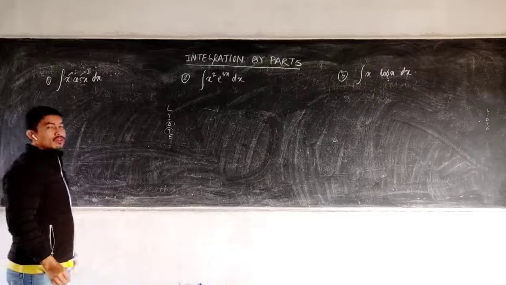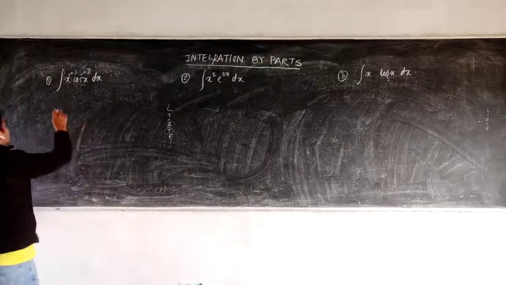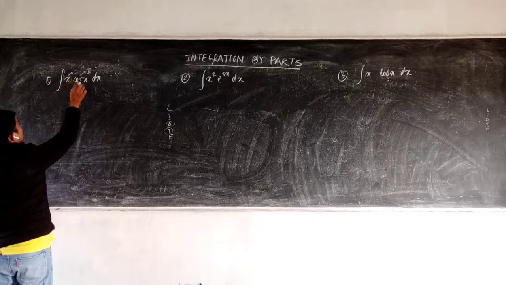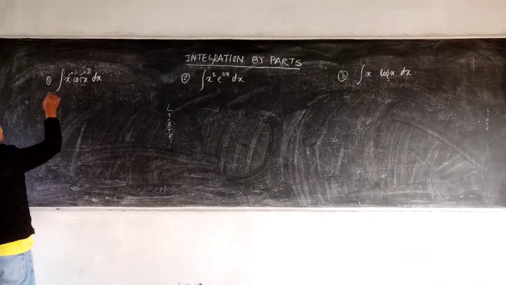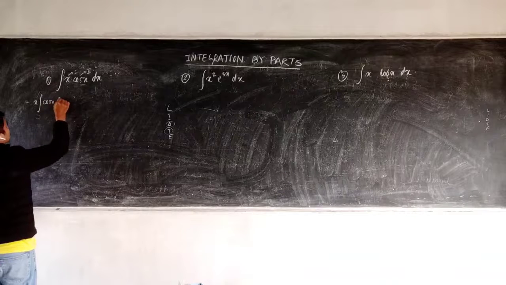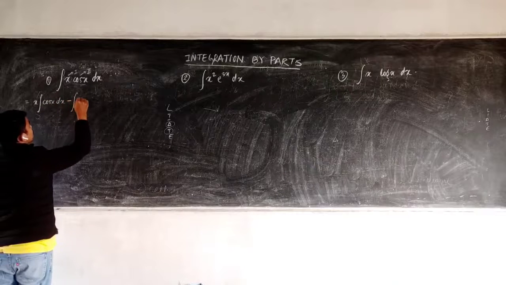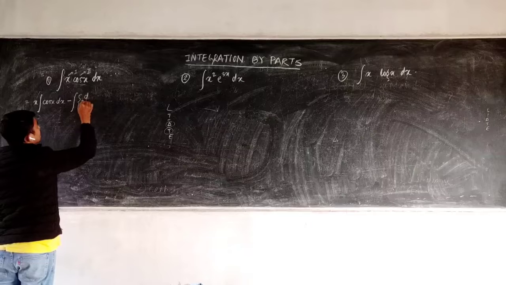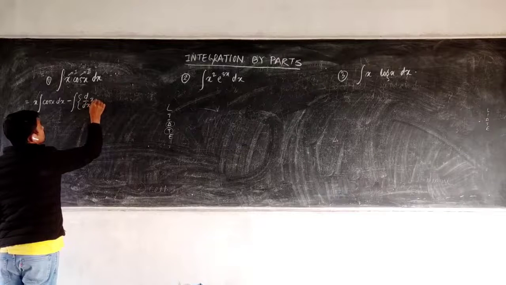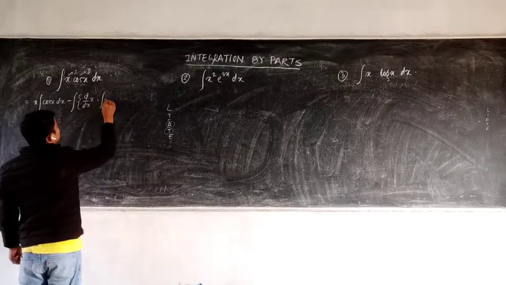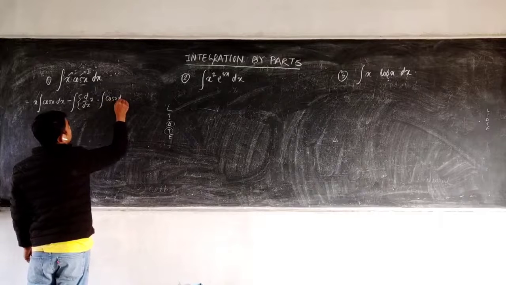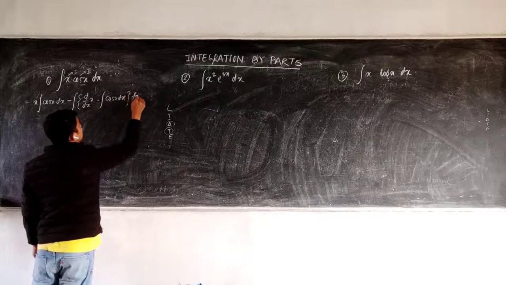Now, following the rule of integration by parts, I can write this as: the integration of the first function into the second function will be equal to the first function into the integration of the second, that is cos x dx, minus the integration of the derivative of the first function, that is d/dx of x, into the integration of the second, that is cos x dx, and then finally the dx.